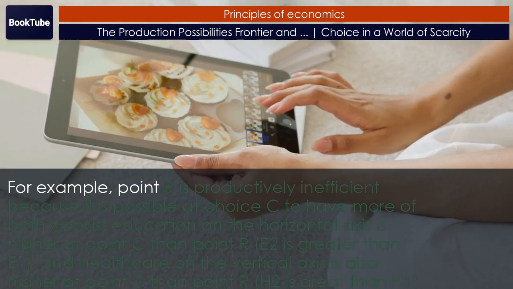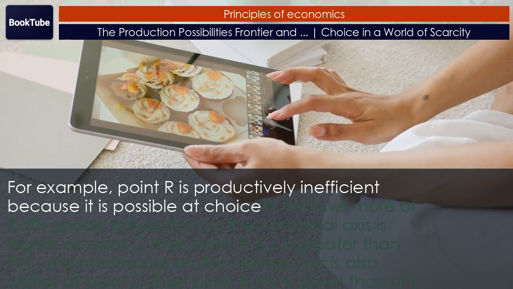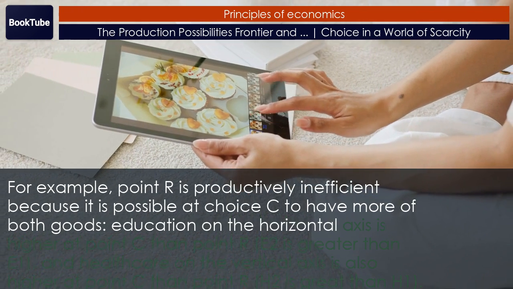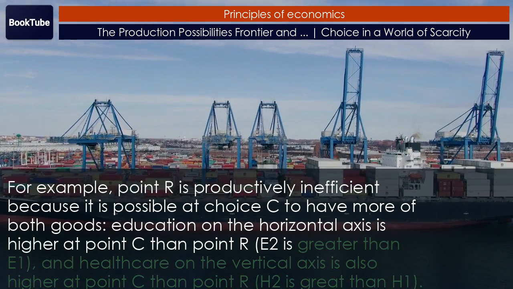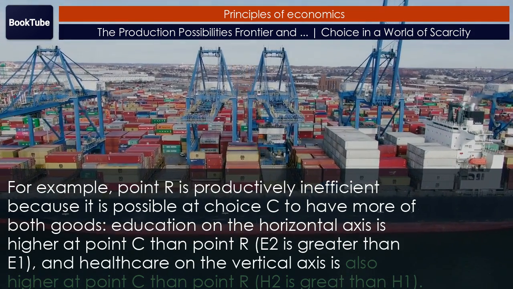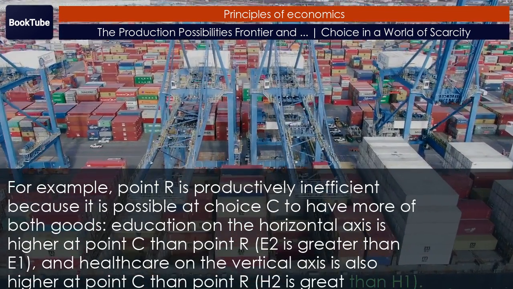For example, point R is productively inefficient because it is possible at choice C to have more of both goods. Education on the horizontal axis is higher at point C than point R. E2 is greater than E1. And healthcare on the vertical axis is also higher at point C than point R. H2 is greater than H1.